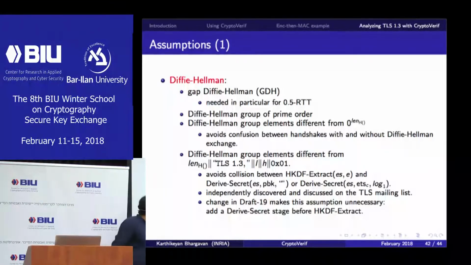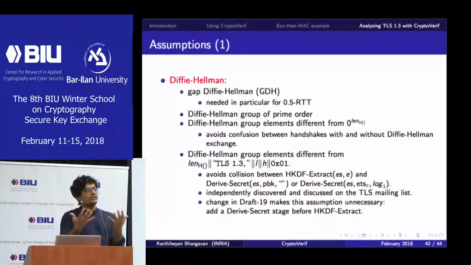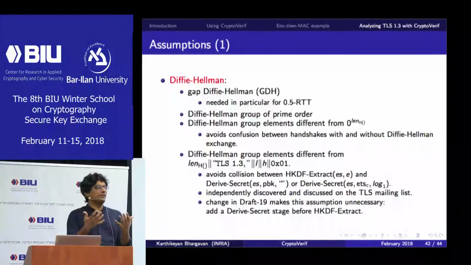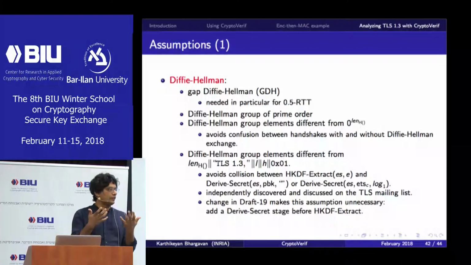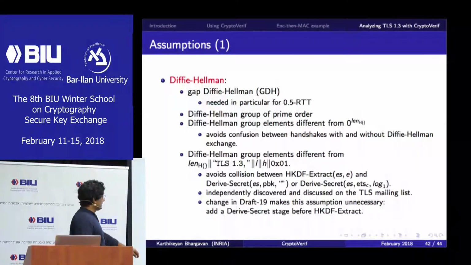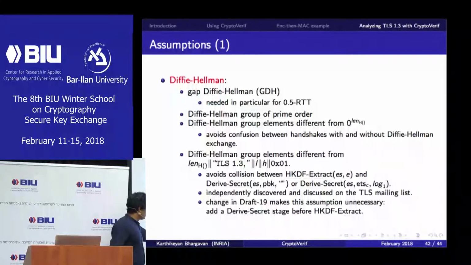And they are basically the HKDF extract of ES and E and the derived secret applied to ES and PBK and so on. And if you look at those three values over there and you expand their definitions, you find that you have these values which you have to disambiguate. And a priori, you may not be able to disambiguate them. Under certain assumptions, it might be obvious that they are not going to be the same. But if you make this assumption, you can cleanly disambiguate between them.